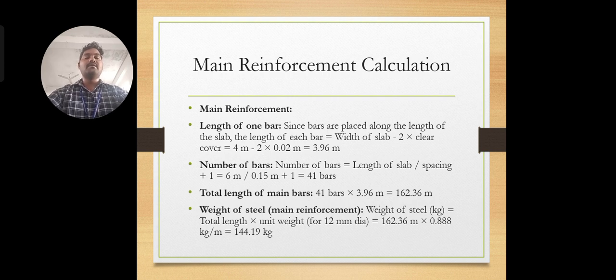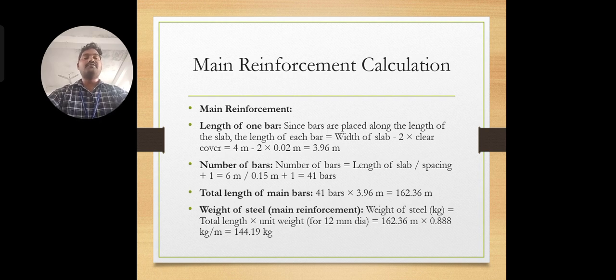And then if we see the total length of the bars, here we have calculated the length of 1 bar, and then we have calculated the number of bars. So the total length of the bar is equal to 41 bars multiplied by the length of 1 bar, that is 41 into 3.96, which is equal to 162.36 meters. So this much length of bars is needed to be placed in a slab.